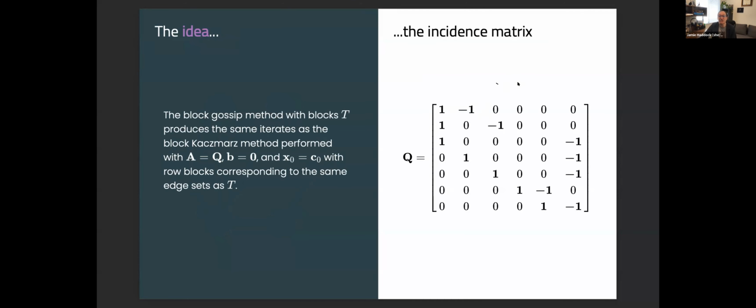And now the idea is just that the block gossip method with some edge subset blocks T produces exactly the same iterates as the block Kaczmarz method if we run the block Kaczmarz method on the linear system defined by the incidence matrix and right-hand side 0, starting from the initial iterate being the initial secret values of the nodes. Okay, provided we use the same row blocks as the edge sets in T.